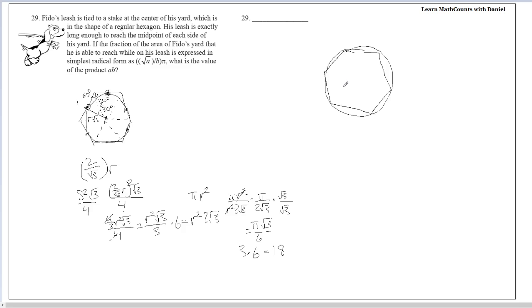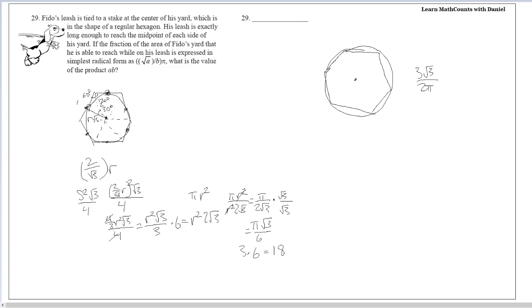I'll give you a few seconds. You may need to pause the video here. Our final answer ends up being 3 root 3 over 2 pi. If you don't know how I got this, you can rewind the video to see how I did the first problem, or keep watching to see how I explain this one.